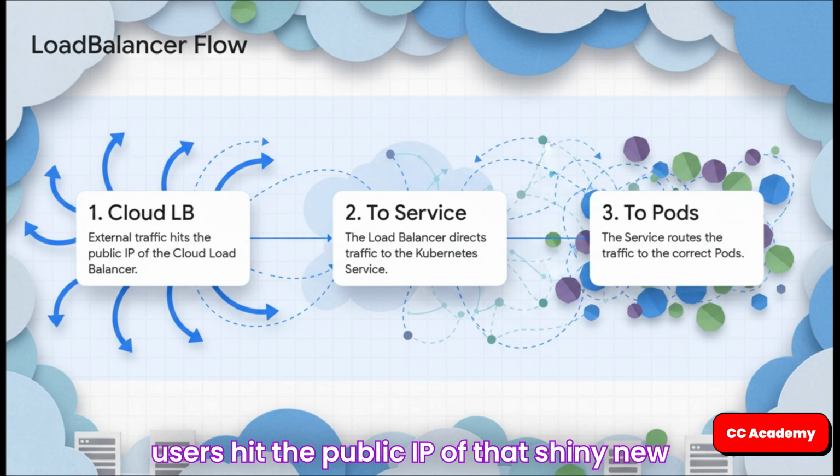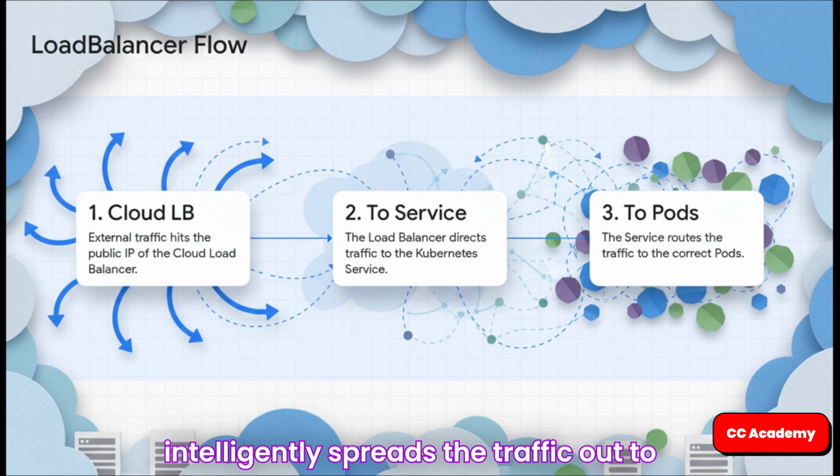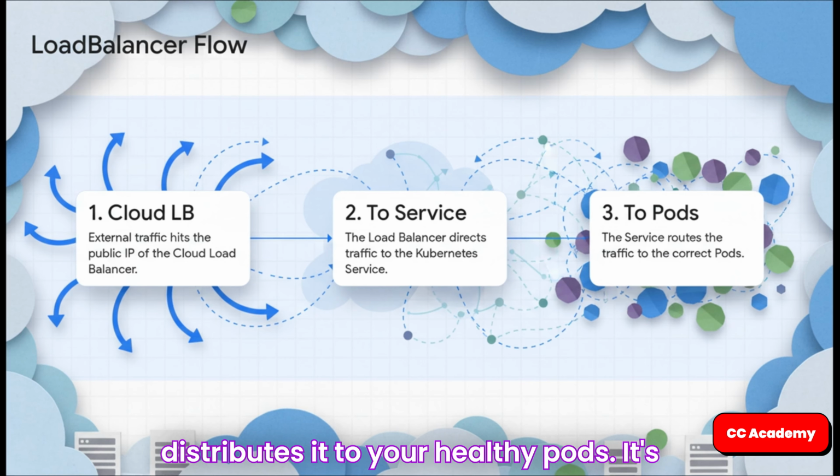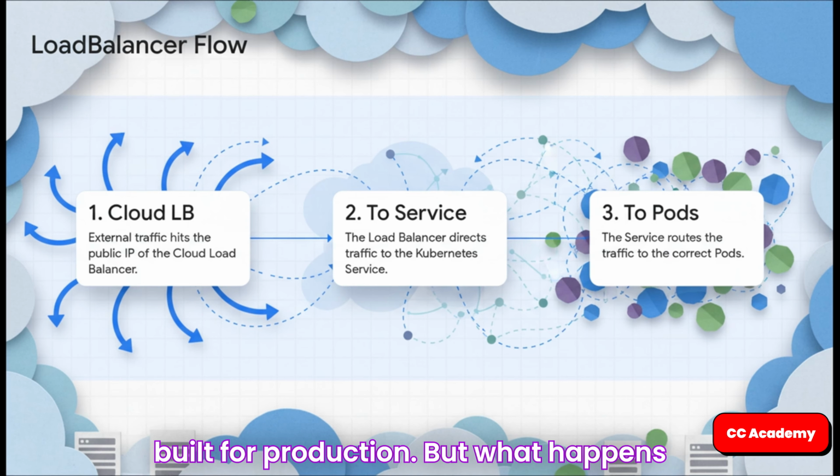Your users hit the public IP of that shiny new cloud load balancer. It then intelligently spreads the traffic out to your Kubernetes service, which then distributes it to your healthy pods. It's simple, it's solid, and it's absolutely built for production.